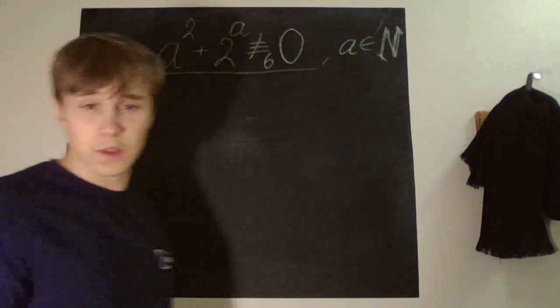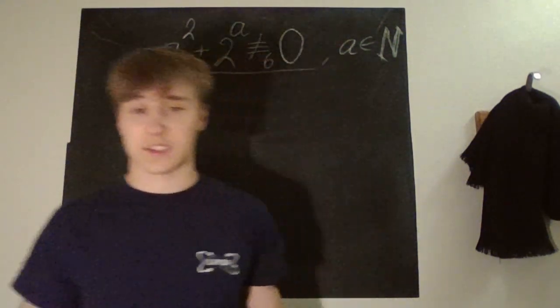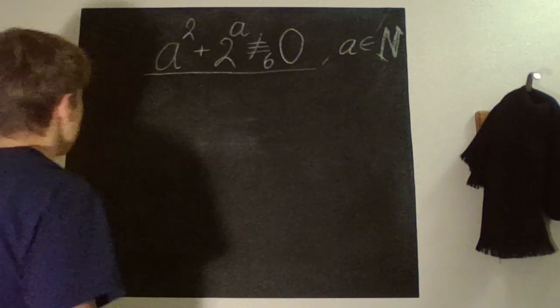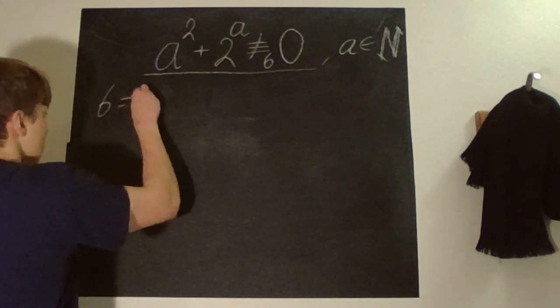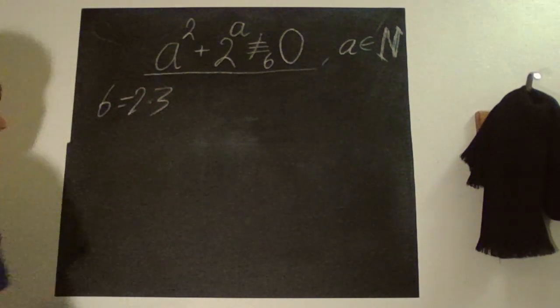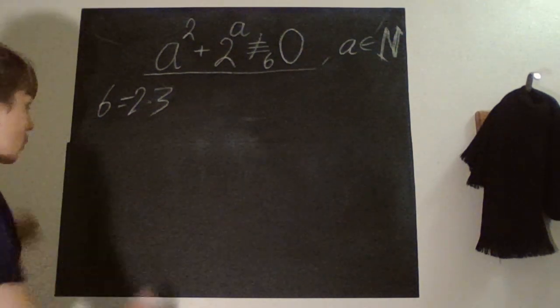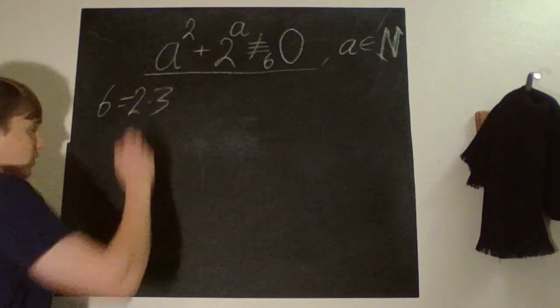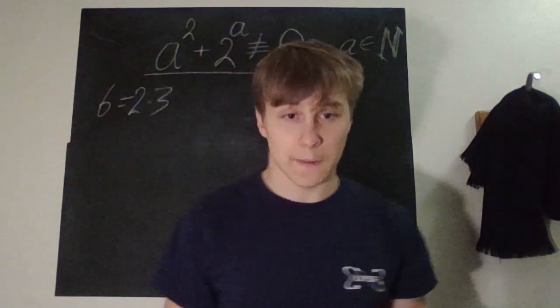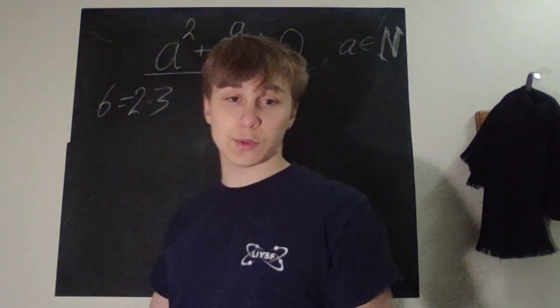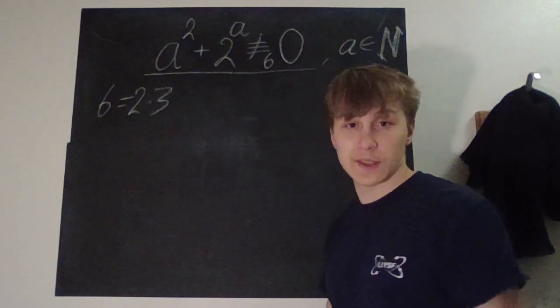Well, we start by thinking this. What is 6? 6 is 2 times 3. So what does this mean? This means that if something is divisible by 6, then it is obviously also divisible by 2 and 3.